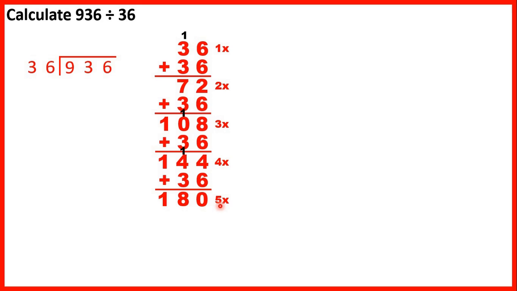And when we get to 5 times, we can look back at our question. So if we take the first 2 digits together, we have 93.